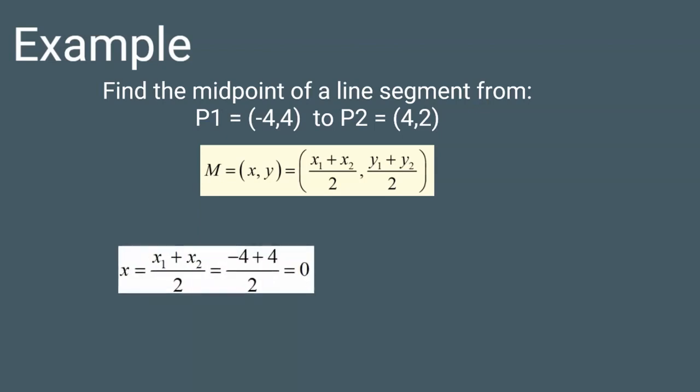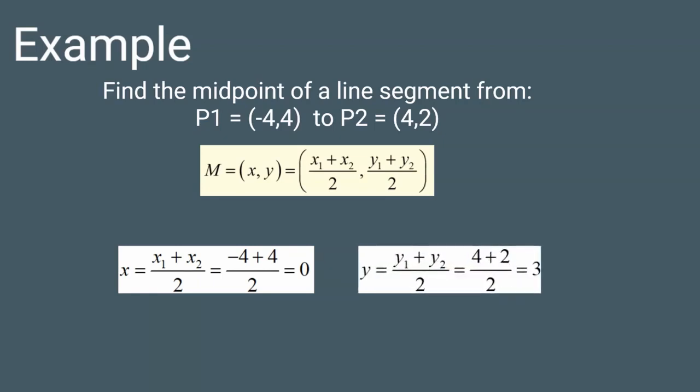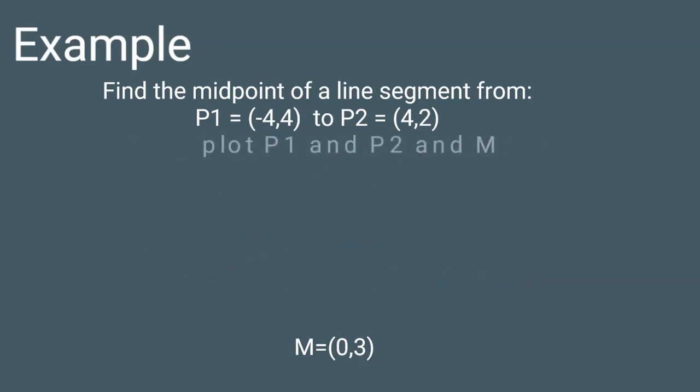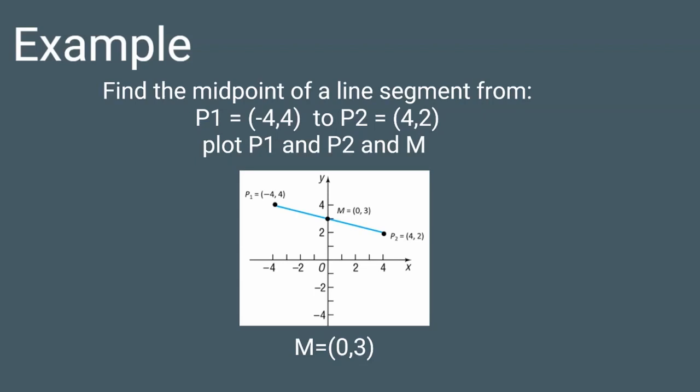Take x1 and x2, and we get a value of x equals 0. Take y1 and y2, and we get a value of y equals 3. So our midpoint M is going to be the coordinate (0, 3). Once we bring up our graph, we can see that this shows a line segment from P1 to P2 and the midpoint at M.